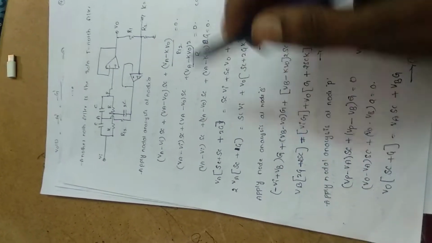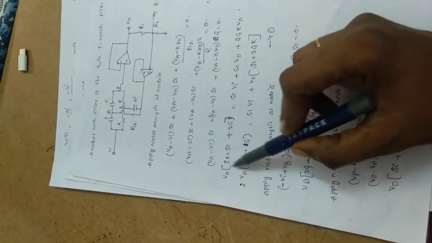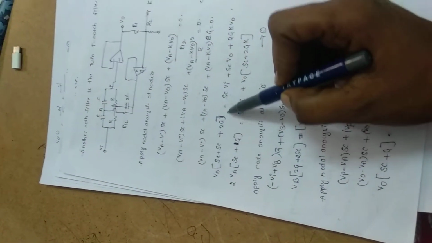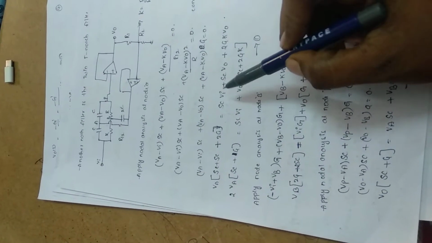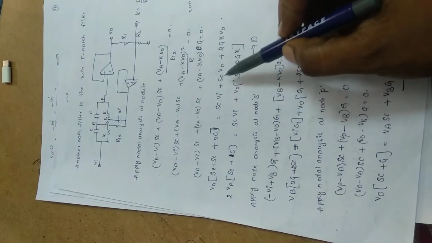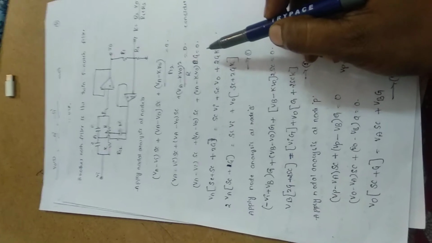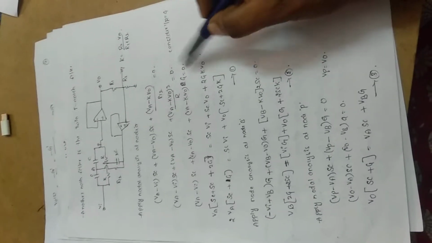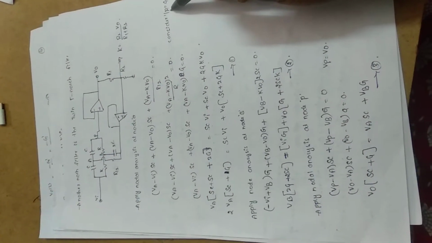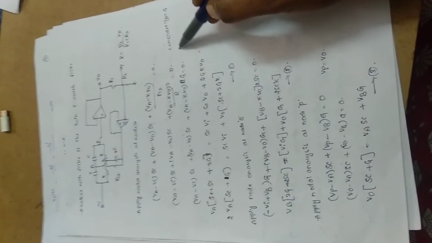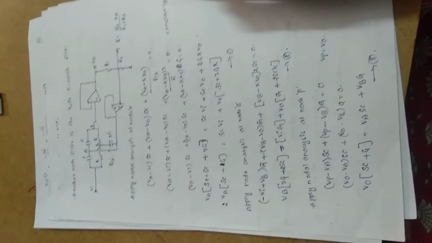Taking Va common: Sc plus 2G into Sc into Vi plus Sc into V0 plus 2GK V0. Here G equals 1 by R. For simplification purposes, we are taking 1 by R equals G.